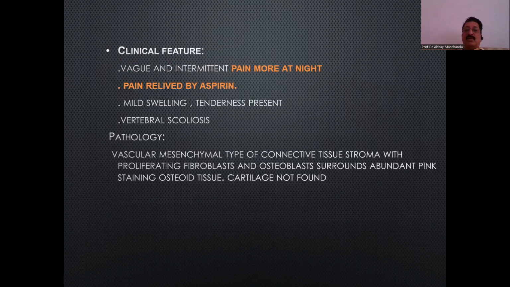Pathology. Vascular mesenchymal type of connective tissue stroma, where the proliferating fibroblasts and osteoblasts surround abundant pink staining osteoid tissue inside this tumor. You don't find a cartilage, you don't find any bone. What you find is vascular mesenchymal type of stroma with fibroblasts and osteoblasts surrounding this pink staining osteoid tissue.